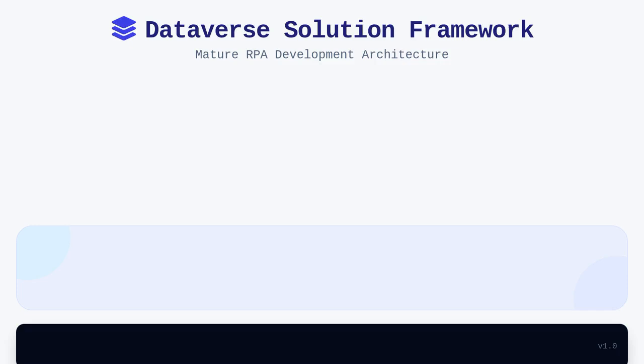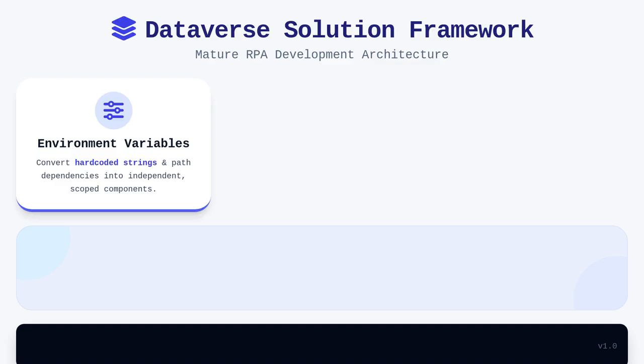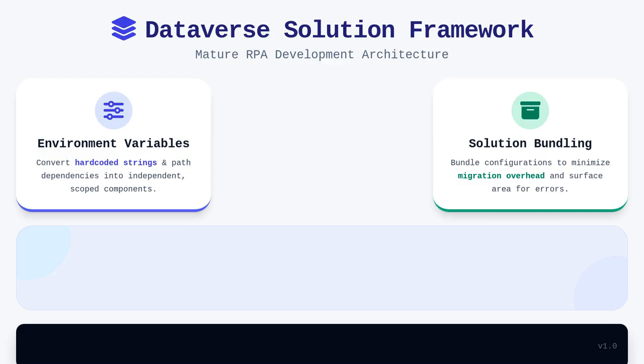To implement this effectively, you must understand how these components interact within the Dataverse solution framework. When you add a desktop flow to a solution, you should proactively verify that any hard-coded strings or path dependencies are converted into environment variables. During your design phase, create these variables as independent components so they can be bundled inside the solution package. Remember that environment variables can be scoped either to the specific solution or the environment itself, allowing for fine-grained control over how configurations are inherited or overridden.